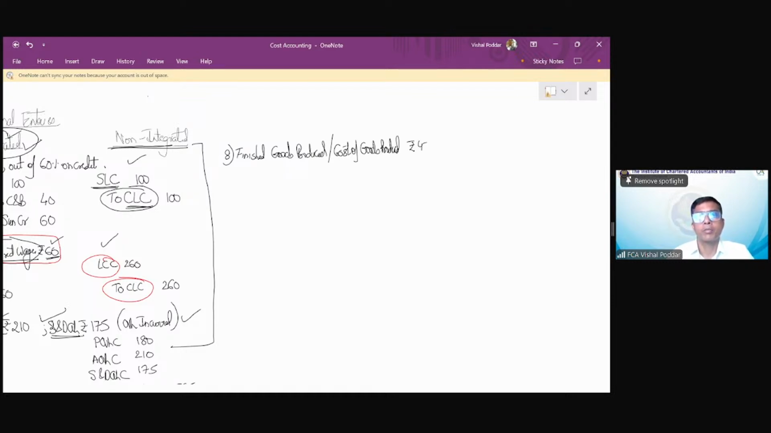Let us say it is given 450. Next, cost of goods sold. Let us say 550. Now, what is this finished goods produced or cost of goods produced?